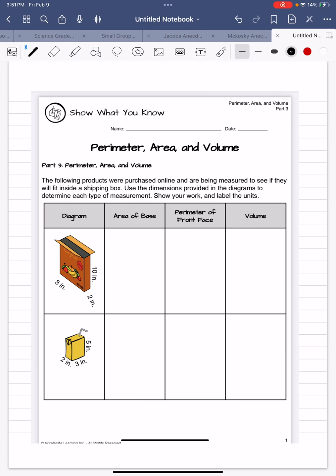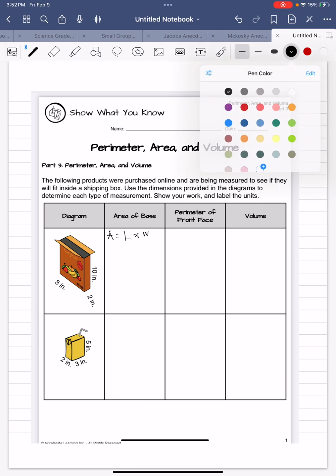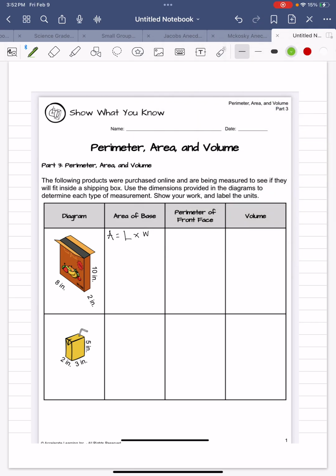So the first diagram we're going to be working with is the apple and fruit box, okay? So our first task, it says to find the area of the base. So before we get started on anything, whenever we see our square units, cubic units, or if it literally says area, perimeter, or volume, we are going to write down the formula for whatever it asks. So in this case, we are finding the formula for area, which we know is length times width, okay? So we've got our length times width written.